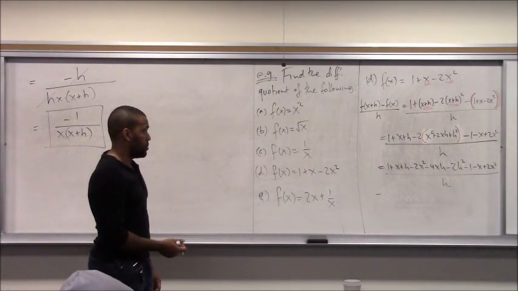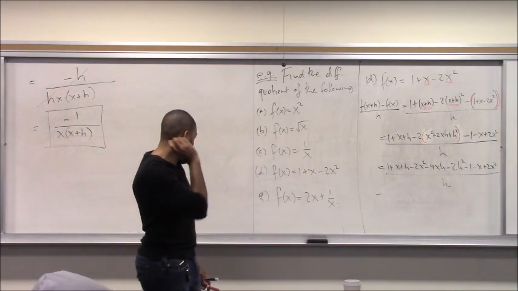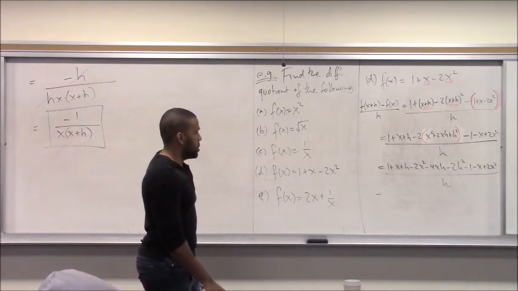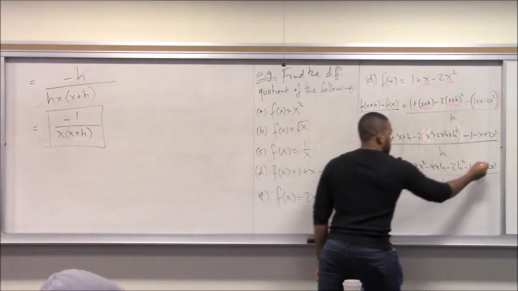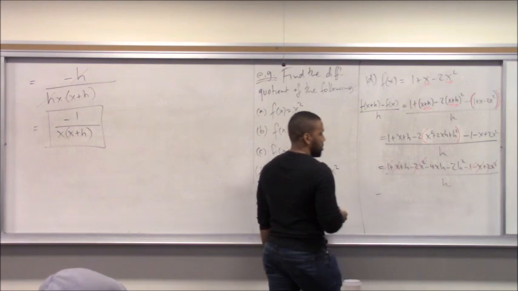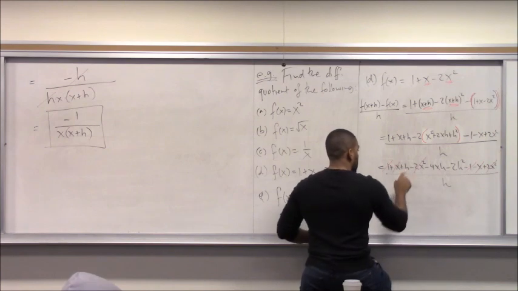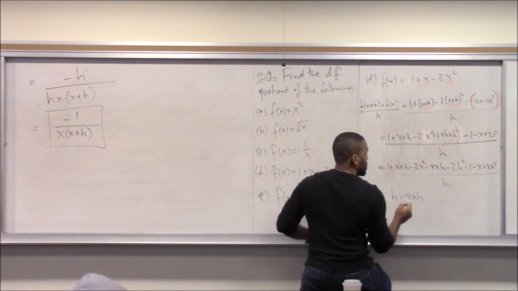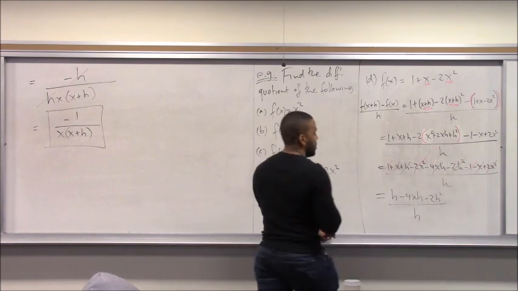Now what do we see? Combine like terms. So you cancel the 1 and 1. Negative x and x. Plus x minus x. 2x squared minus 2x squared plus 2x squared. I don't see it. That's it. So we're left over then with h minus 4xh minus 2h squared, all over h. So that takes care of those three.